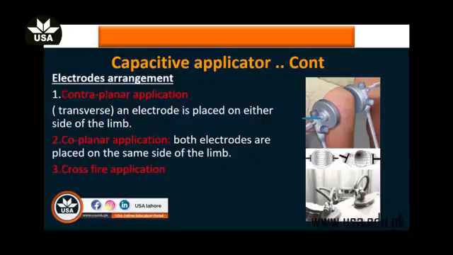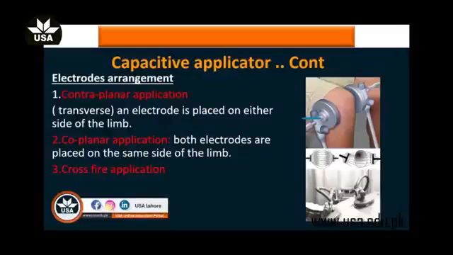Now I'll let you know about the electrode arrangement in capacitive applicators. There are basically three types of electrode arrangement. Number one is contraplanar, the other one is coplanar, and the third one is crossfire application. Now we'll discuss what these contraplanar, coplanar and crossfire electrode arrangements are.